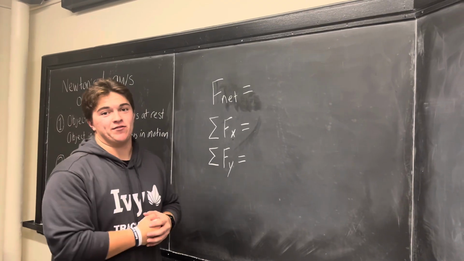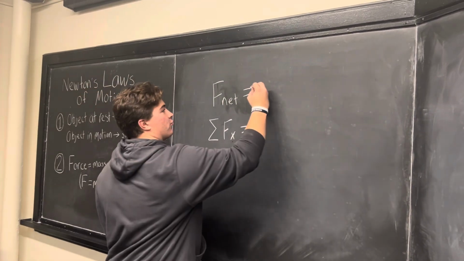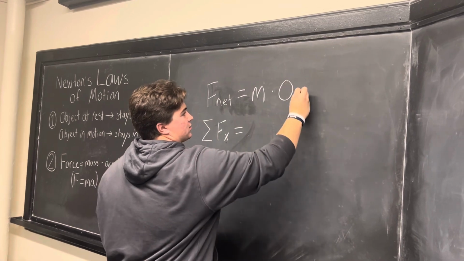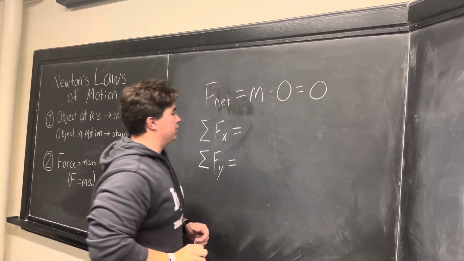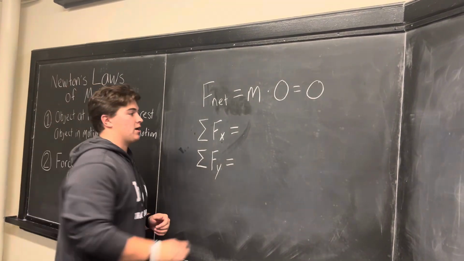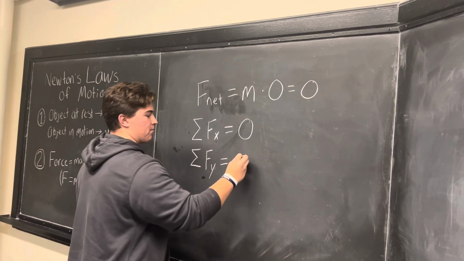For an object in a state of equilibrium, the net force is equal to 0 because the net force is equal to the mass times the acceleration, which is 0 in this case. Additionally, the sum of the forces in the x direction have to be balanced and also equal to 0, as well as the forces in the y direction.